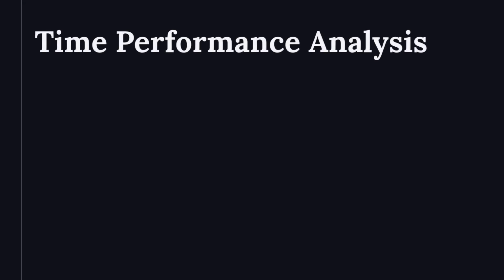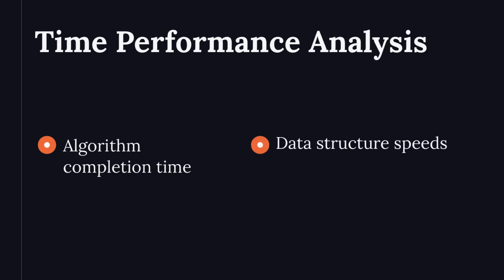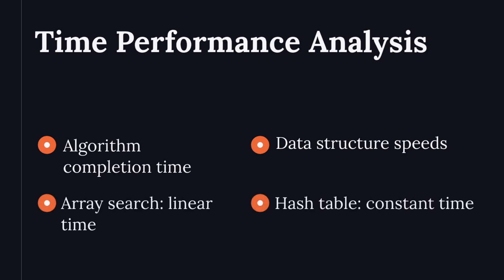Time performance refers to how long an algorithm takes to complete. Different data structures support operations like searching, inserting, and deleting at different speeds. For example, searching in arrays takes linear time, while in hash tables, it takes constant time. This difference is crucial for large datasets.